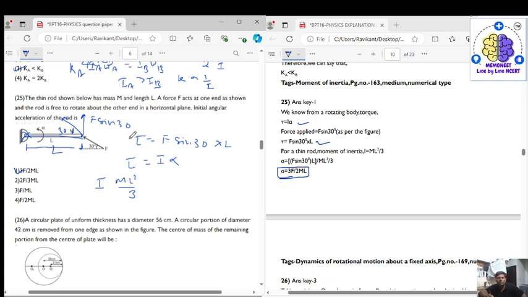Because this torque is by the concept of moment of force, and this is by the concept of angular rotation, that is Iα. Both the torques are the same, so we can equate them and find the value of α, right?